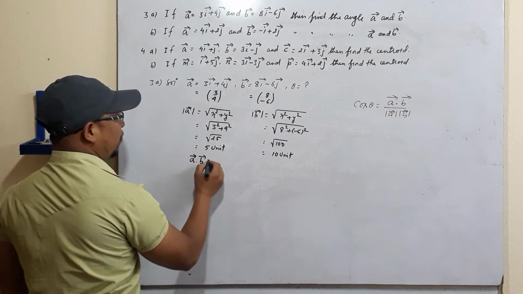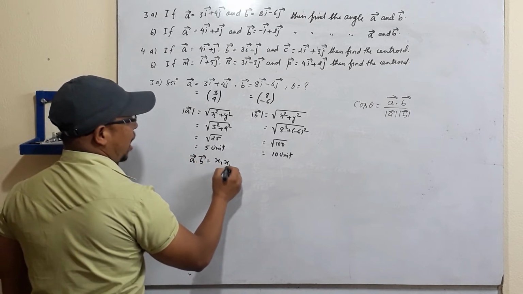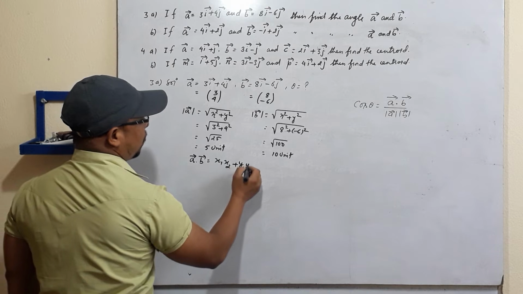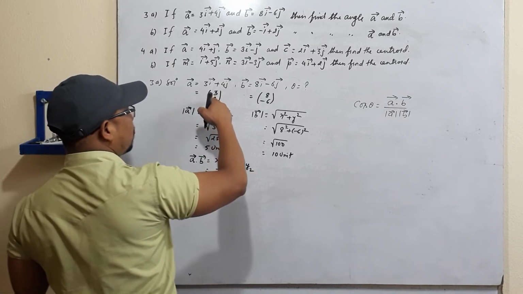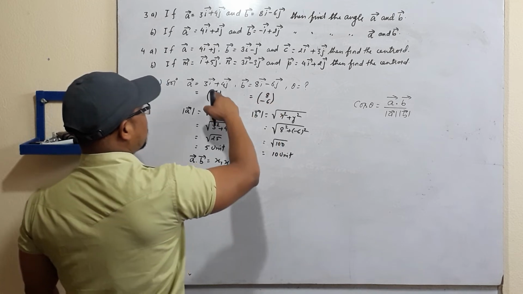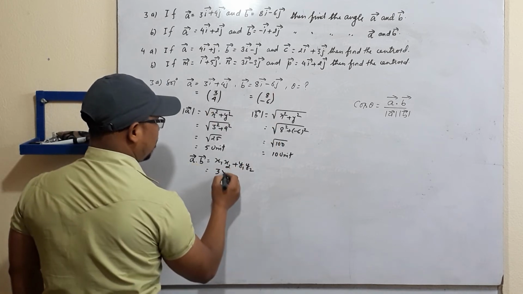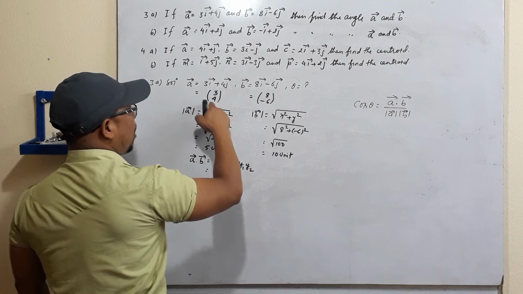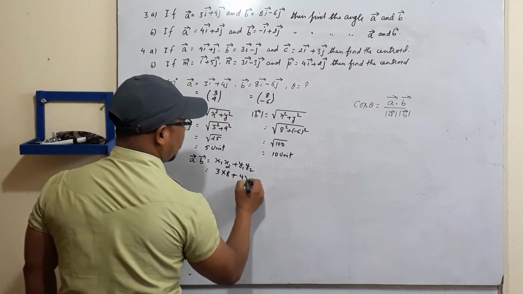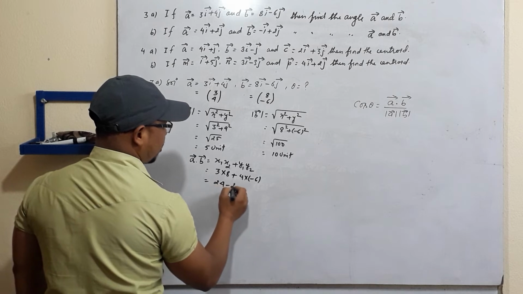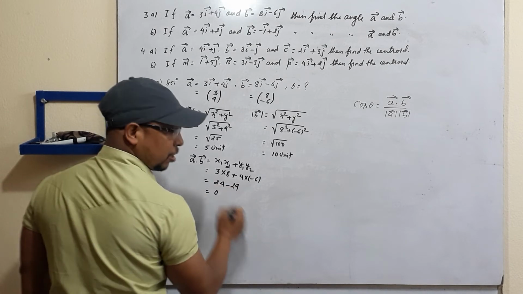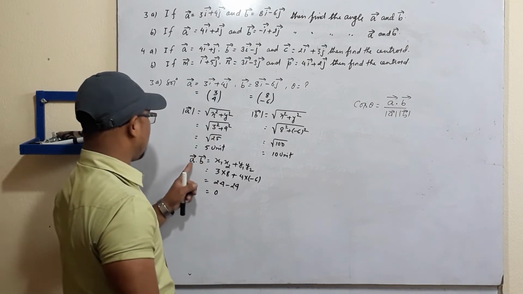A dot b, the formula is what? x1 x2 plus y1 y2. So x1 into x2, this is 3 into 8, plus y1 into y2, this is 4 into minus 6. This is 24 minus 24, it gives 0. Okay, it gives 0. Now a dot b is 0.